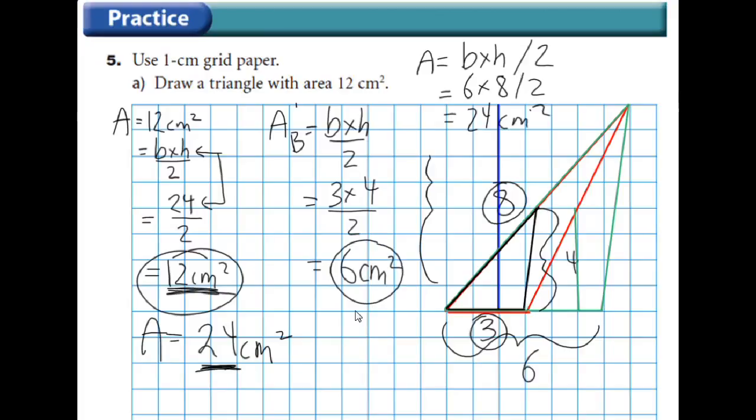So yes, we did it. That is half of the original 12. So the black triangle is half of the red, and all we had to do was take half of the height. The original height was 8, and we've simply turned that into 4, and we've got half the area. We could have also halved the base instead.